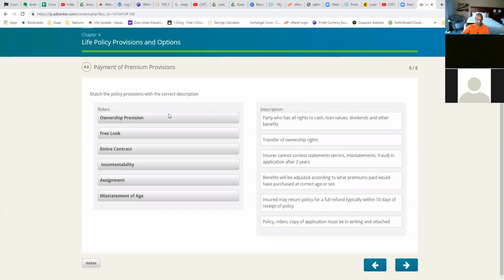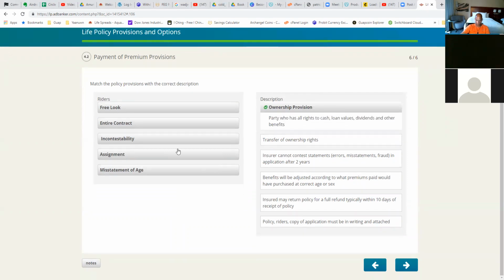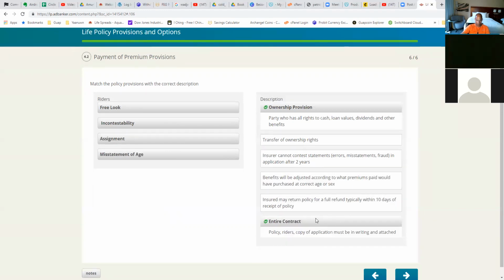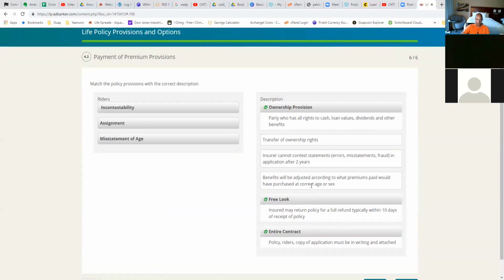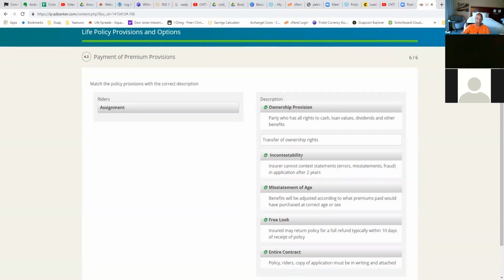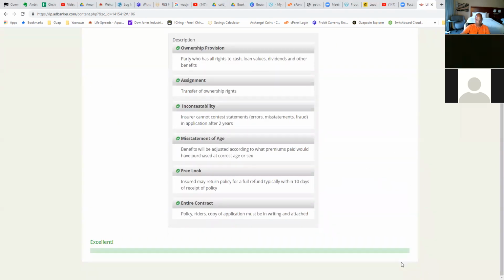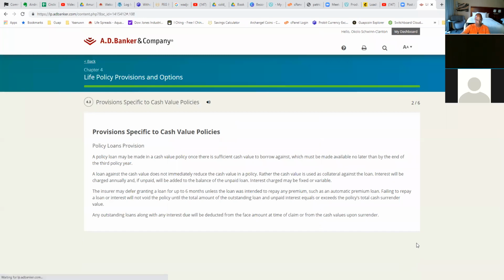Match the policy provisions with the correct description. The entire contract is dealing with the application and everything else involved. Insured may return policy for a full refund: free look. Benefits will be adjusted according to what premiums paid would have purchased at the correct age: misstatement of age. Insurer cannot contest: incontestability. So even if somebody lies on the application, after 2 years there's nothing the life insurance company can do. And then assignment is transferring ownership.